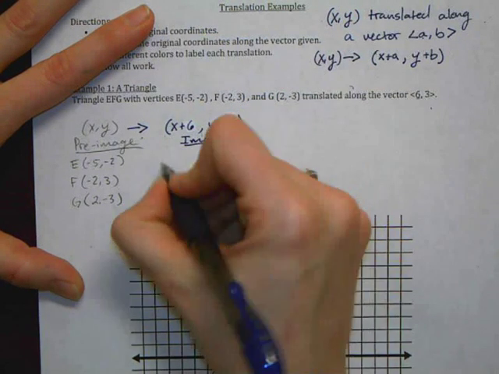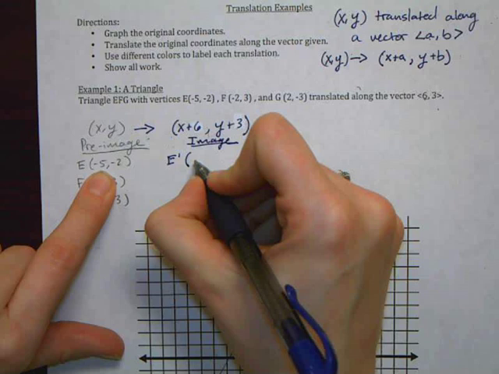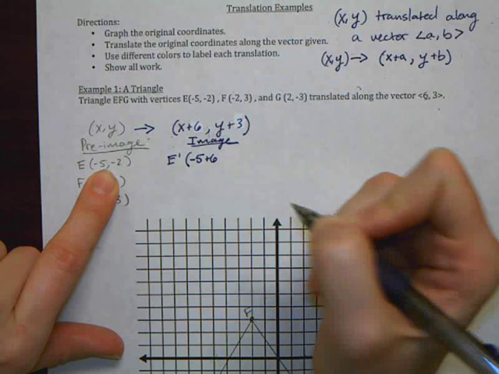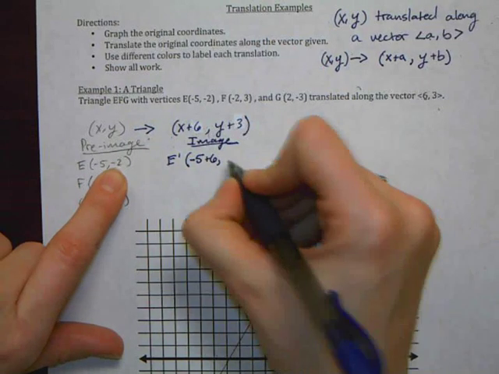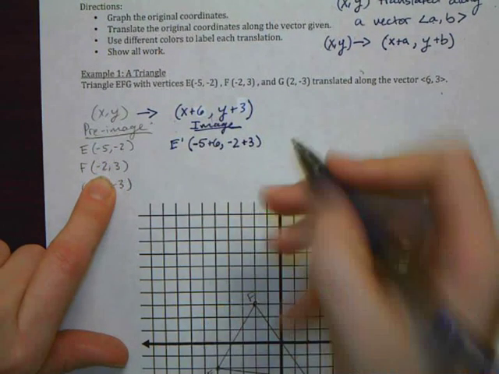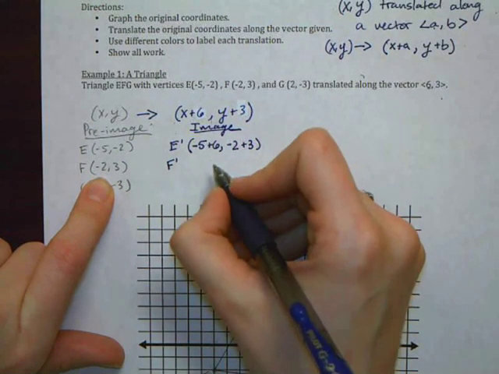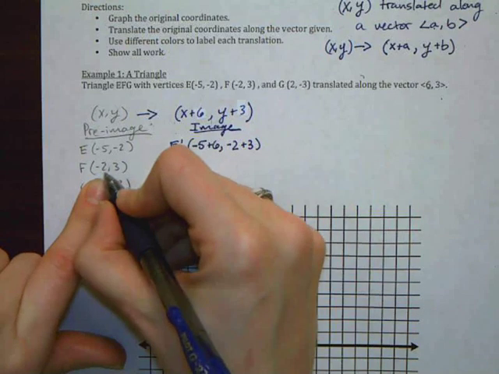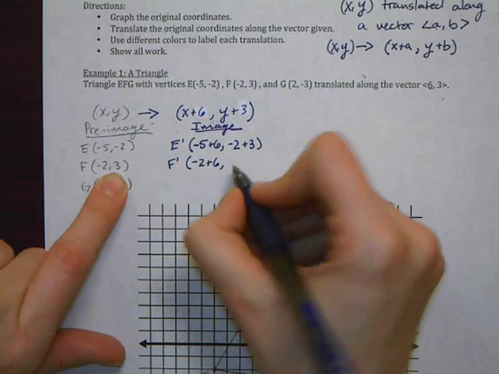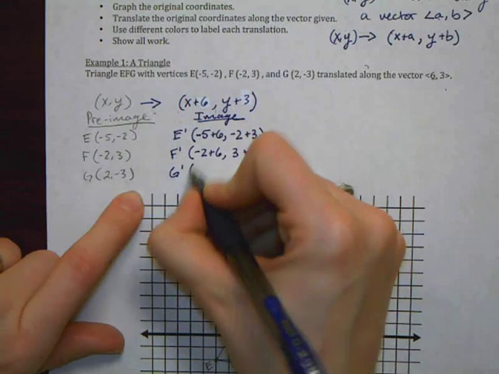So my image is going to be E prime. And in place of this -5, I'm going to have -5 plus 6 because I'm adding 6 to my x-coordinates. My y-coordinate was -2. I'm going to add 3. Okay? For F, I'm just going to go ahead and do all of my adding here. My x-coordinate is -2. My vector says I'm adding 6. My y-coordinate is 3, and my vector has me adding 3.